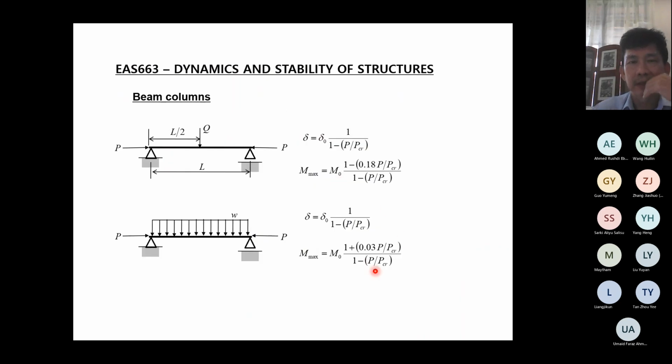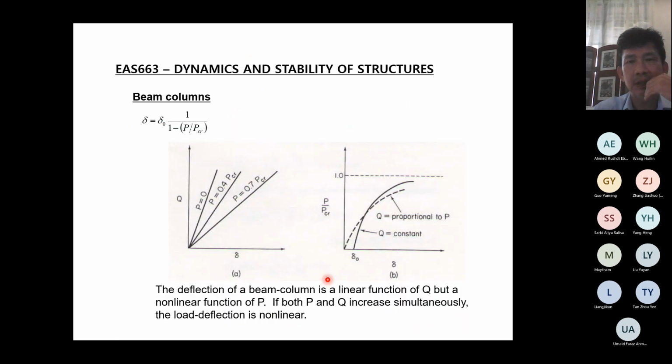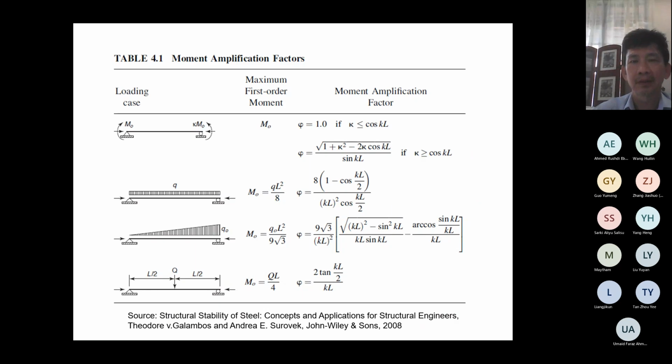So if you can plot two sets of graphs, this one versus this, and then another one where you plot this, which is for the point load at the middle, against this. Try to plot and see what you can get. You plot a graph with different P over P critical of the amplification factor, one using this formula, maybe you get something like that, and another one using this one.